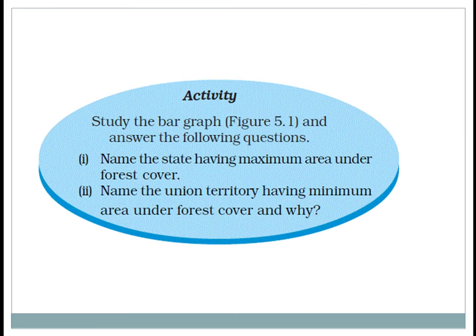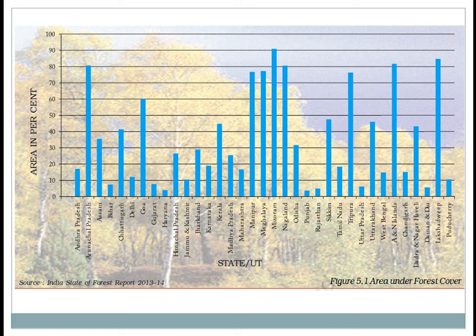Next, this activity: study the bar graph, figure 5.1, and answer the following questions. Name the state having the maximum area under forest cover. Second question, name the union territory having the minimum area under forest cover and why. So here we are placing the points. So this is the activity for you. If you haven't done that, please do it and get benefited.